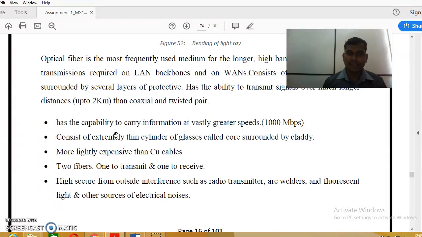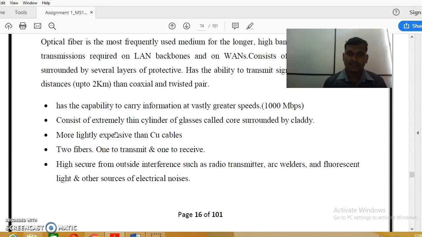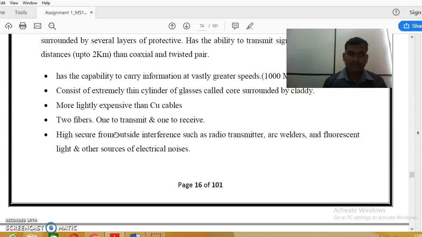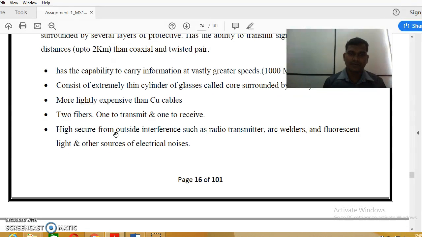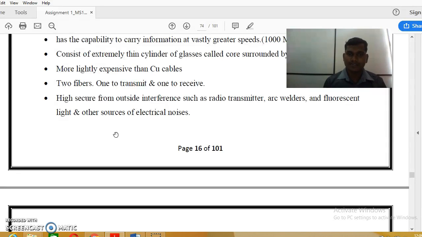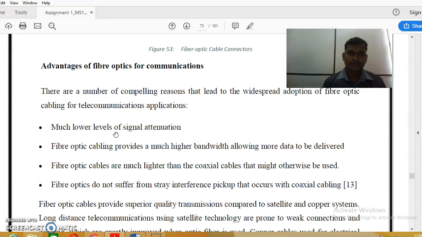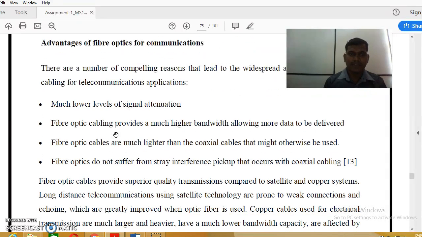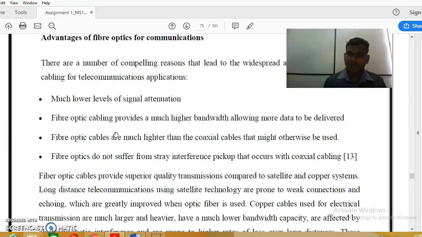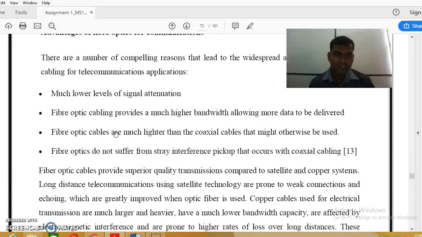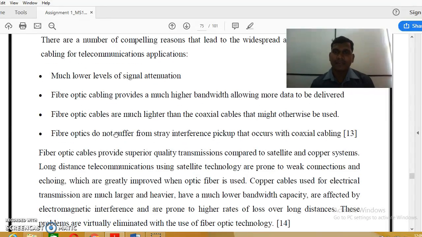It has the capability to carry information at vastly greater speed. Consists of an extremely thin cylinder of glass called the core, surrounded by cladding. Slightly more expensive than others. One transmitter, one receiver. Higher security from outside interference such as radio transmitters. Advantages of fiber optics for communication: lower signal attenuation. Fiber optic cabling provides much higher bandwidth, allowing more data to be delivered. Fiber optic cables are much lighter than the coaxial cable that might otherwise be used.